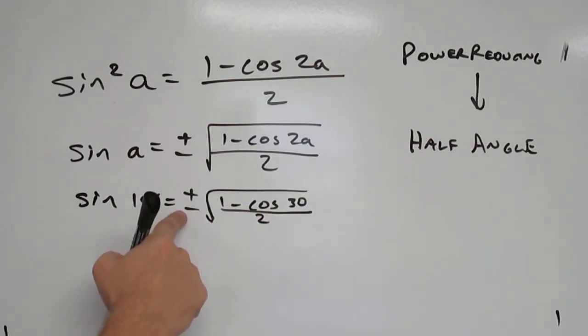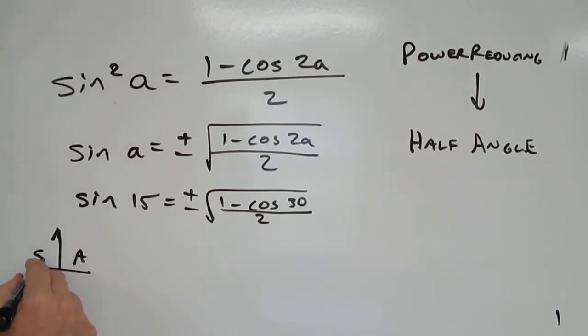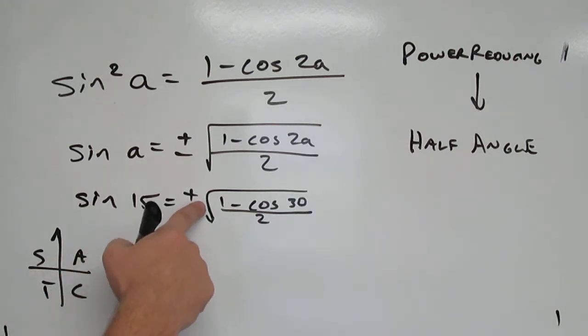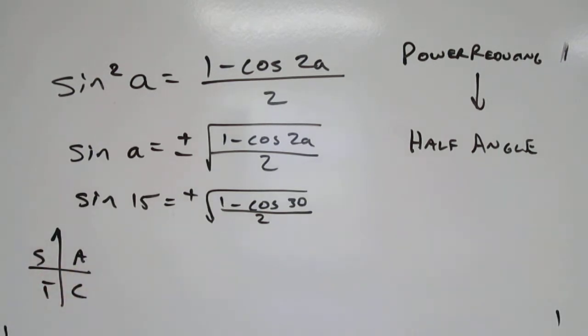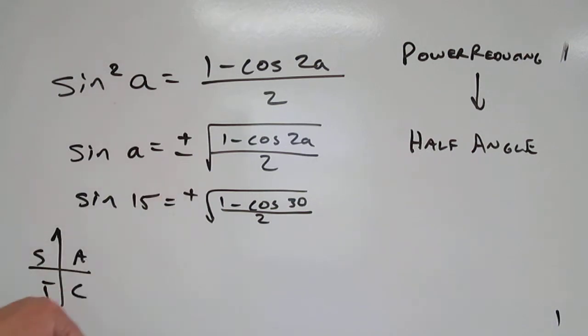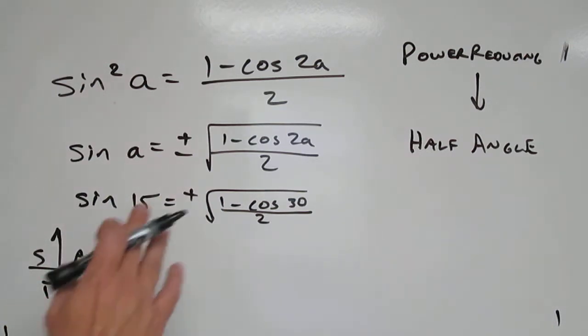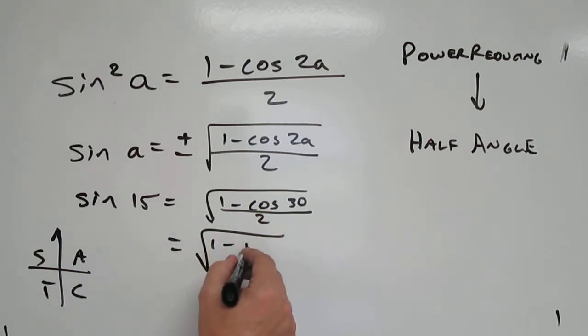Now, do I go positive or negative? Well, I know that sine in the first quadrant, from all students take calculus, all of them are positive in that first quadrant, so I know it's going to be positive. If 15 degrees was in a different quadrant, I might have chosen the negative if it was in the third or the fourth quadrant. But it's not, so I know it's positive, and in this case I'm not even going to write the positive, I'm just going to erase that. I know the cosine of 30 is square root of 3 over 2.